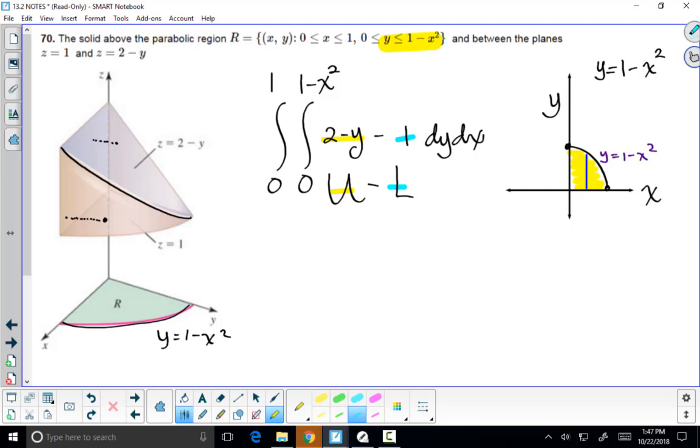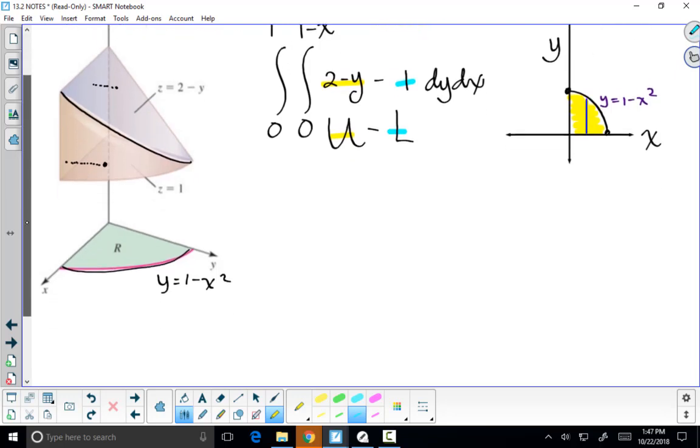Okay, so now in this case, that makes the most sense. If you can do upper and lower, go for it. That makes the most sense. But if we wanted to, we could do front and back. So we set it up with front and back just for grins. Let's do it. Let's set it up front to back.